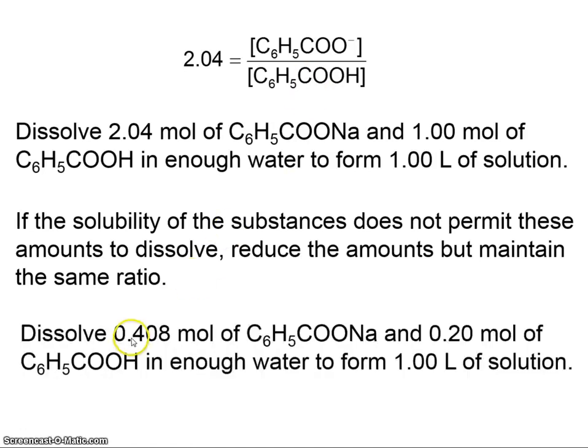I could, for example, dissolve 0.0408 moles of sodium benzoate and 0.02 moles of benzoic acid to form a 1 liter solution. Right? Same pH, because the ratios are going to be the same here to here and here to here. Right? So this term would be the same, but the buffering capacity would be less.